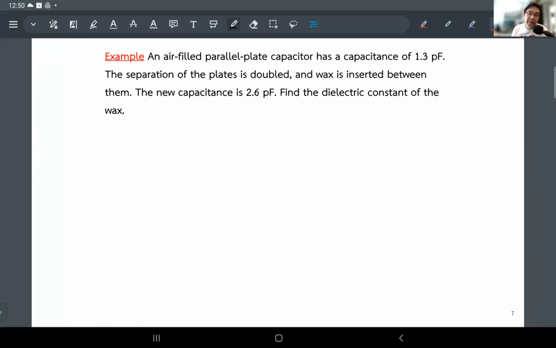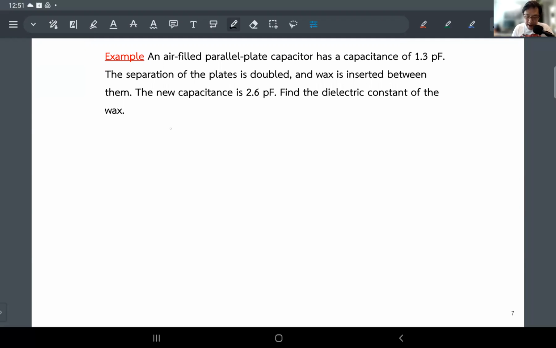You have an air-filled parallel plate capacitor with a capacitance of 1.3 picofarad. The separation of the plates is doubled, and wax is inserted between them. It turns out the new capacitance is 2.6, so you double the capacitance. What is the dielectric constant of that wax that you just put in? Oh, yeah, this is not bad either.